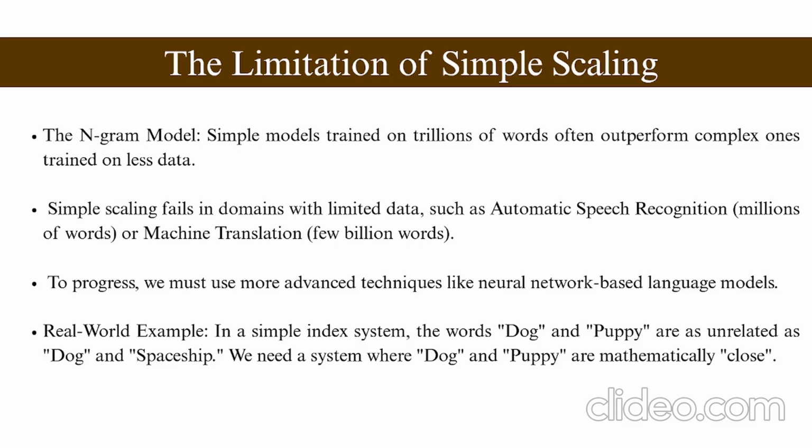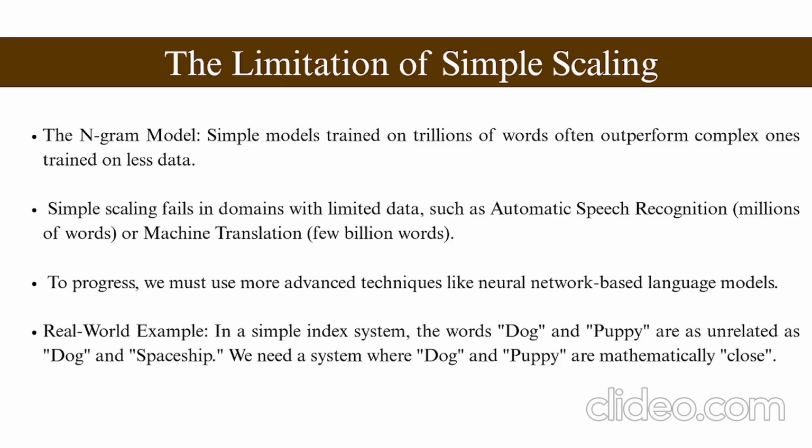To illustrate why we need vectors, let's look at a real world example of how a computer sees words. In a traditional simple index system, every word is a unique entity. Think about the words dog, puppy, and spaceship. To a human, dog and puppy are almost the same thing, while spaceship is completely unrelated. However, in an atomic index system, the distance between dog and puppy is exactly the same as the distance between dog and spaceship. They are just unique labels with no mathematical relationship. This is a fundamental failure of understanding.